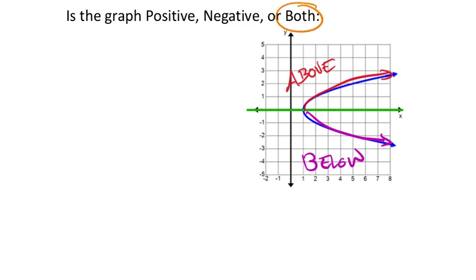Now, it's happening simultaneously, by the way. That just tells us that it's not a function. We don't care about that. It's not what it's asking. What we do know about this one is that it's both. It's both above and below the x-axis, meaning it's both positive and negative.